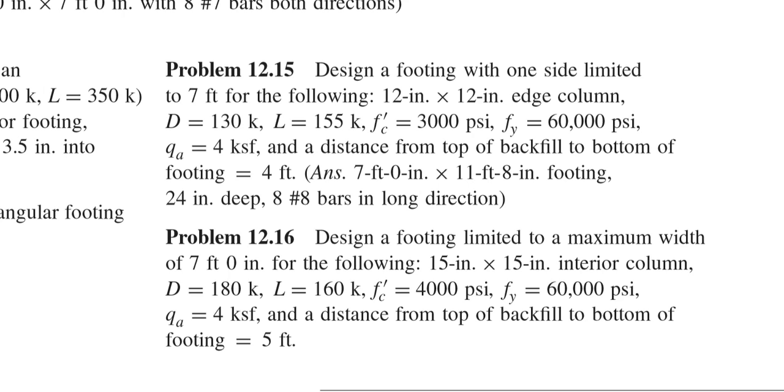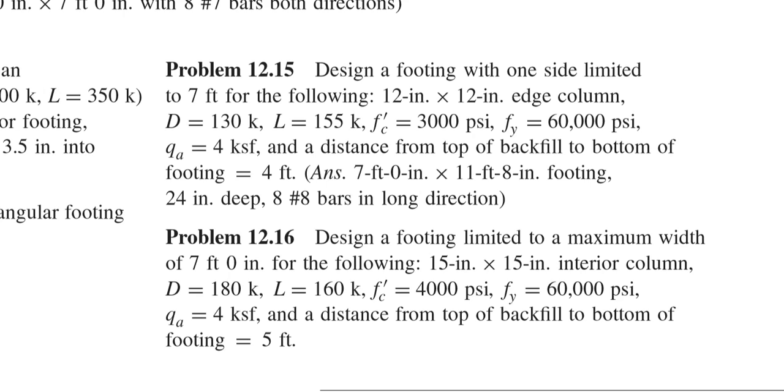So in this problem, you can see there's a limitation: one side limited to 7 feet. That means one side of the footing cannot exceed 7 feet, maybe due to the boundary line. That is the most common case. You can see here, this is an edge column. In the edge column, the boundary may be a problem. Maybe this is why it is 7 feet. Whatever the reason is, we will solve how to design this.